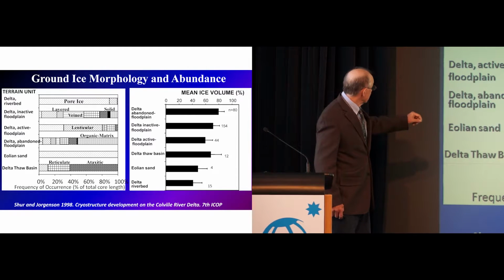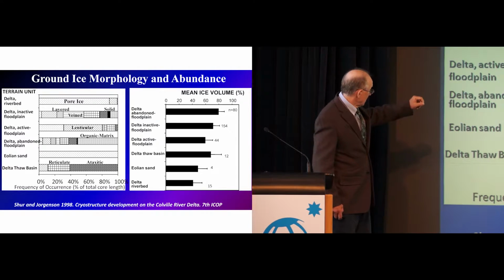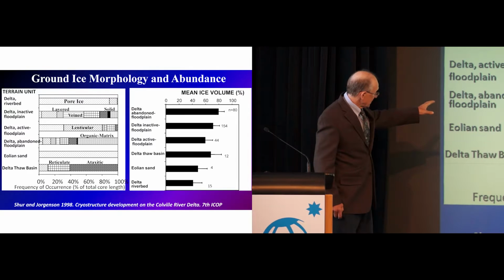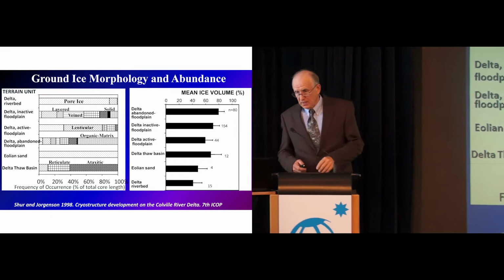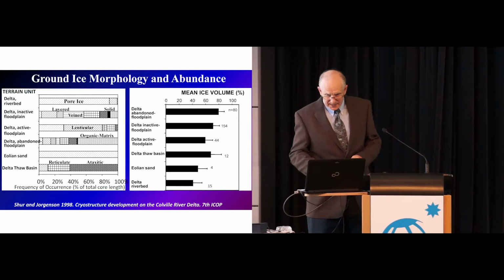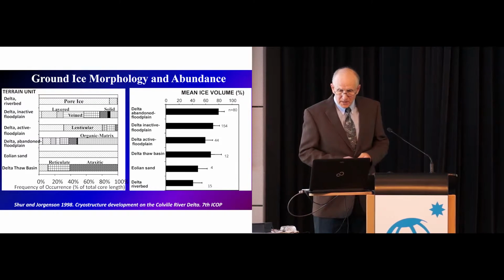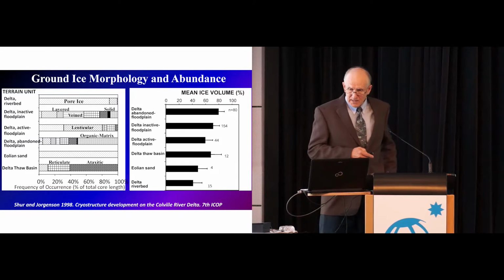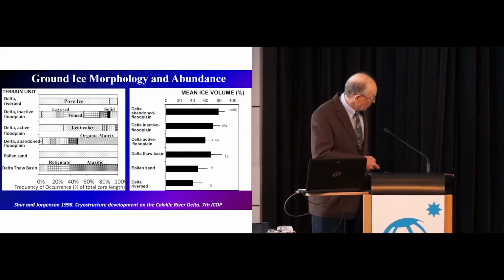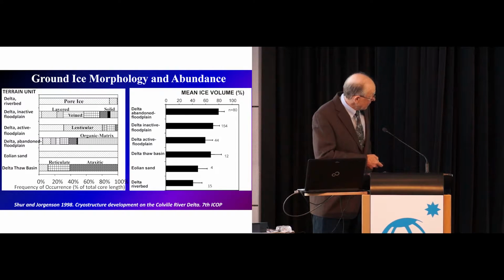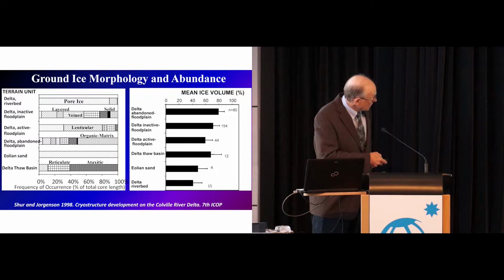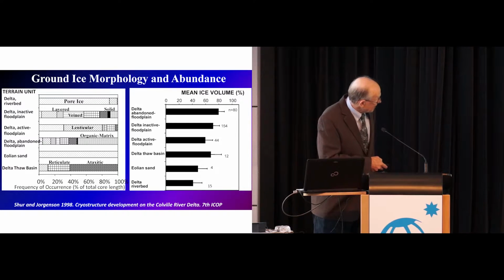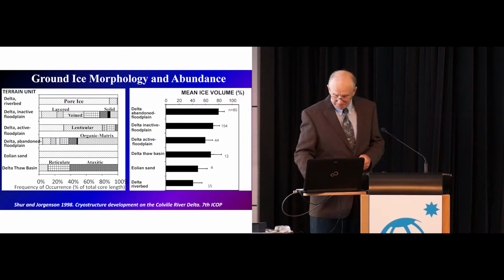And then at the abandoned stage at the end, it's mostly extremely ice-rich organics, called organic matrix ice, with abundant reticulate and ataxitic soils. And we can see that the mean ice volumes also increase over time from about 40% in the sandy riverbed material to over 80% in the abandoned floodplains.